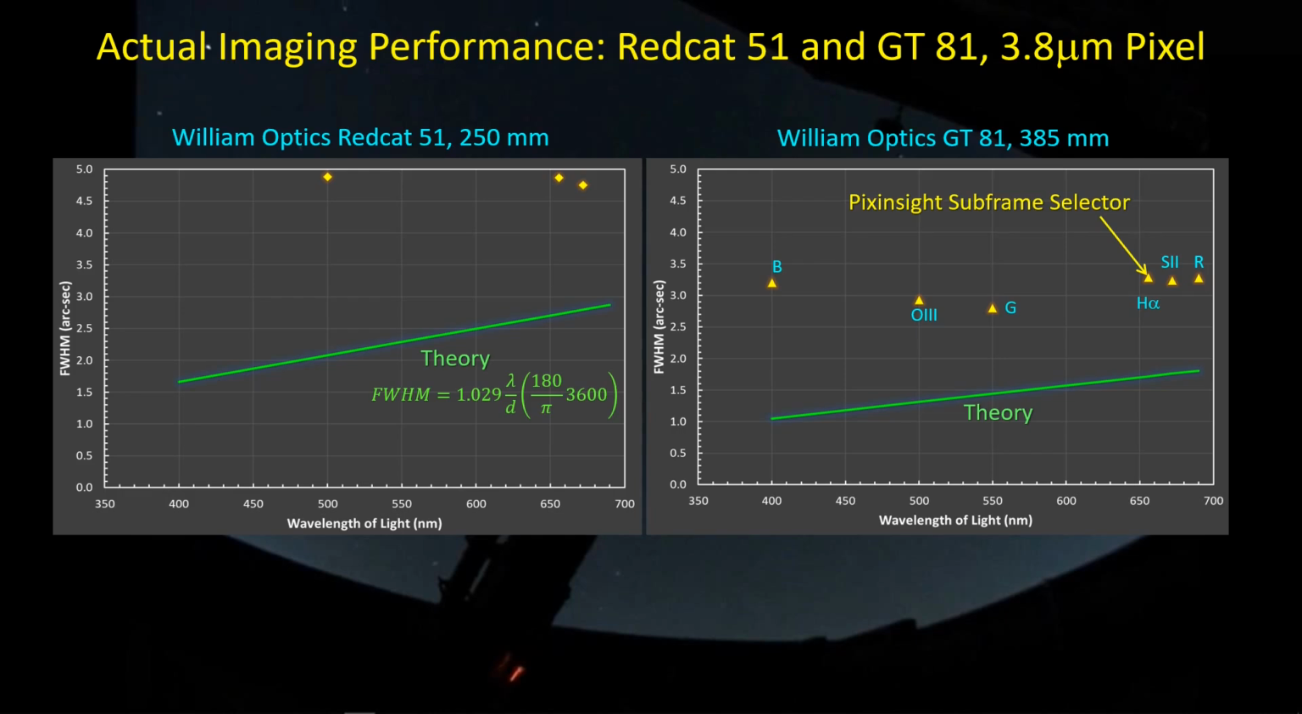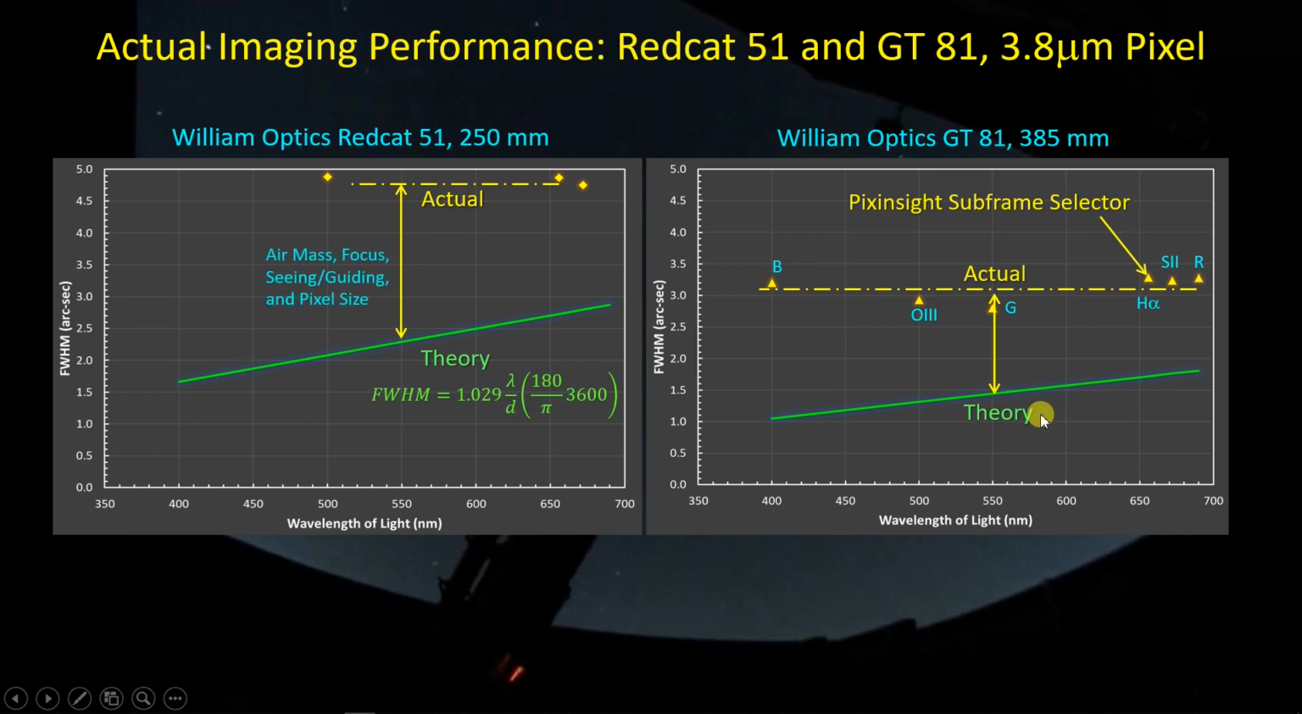I've got more data with the William Optics GT81 than the Redcat 51, so that's why there's some of these points missing over here for the Redcat. But this kind of gives you a sense of what I'm actually getting out of my telescopes versus what the theory says I should be getting. I don't expect to get what the theory says because there's all this other stuff going on. I'm living down at sea level. The focus may not be great. Seeing and guiding effects are certainly having an effect, and of course I have to deal with pixels that Dawes and Rayleigh didn't have to deal with. So I'm not expecting the yellow line to be on top of the green line. I just want it to be better.